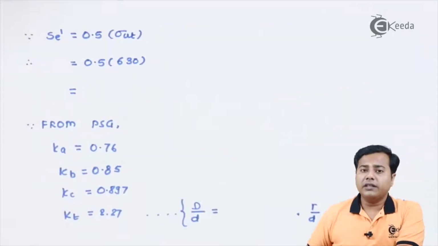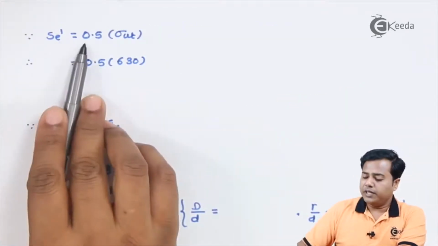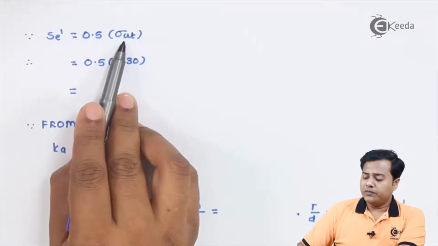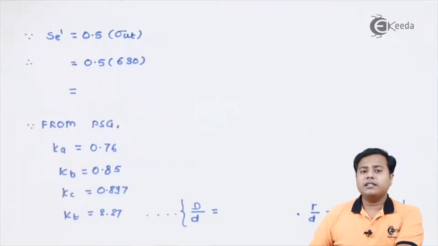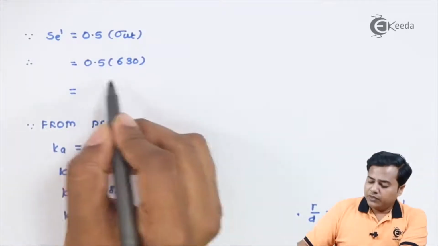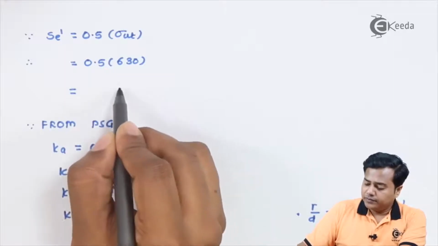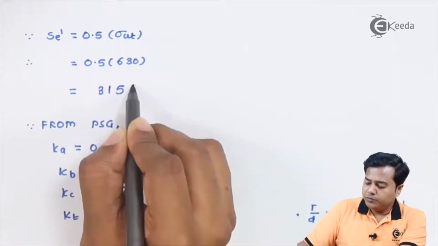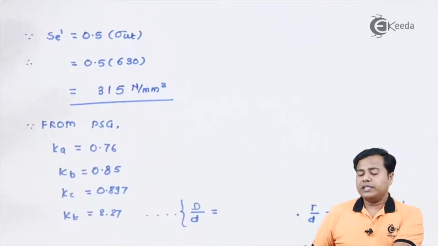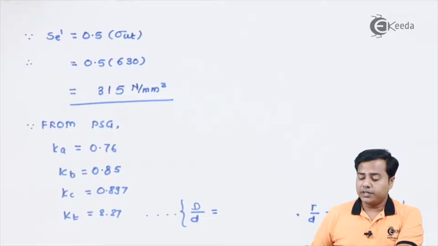Let us begin with the theoretical endurance limit, which is given by the ultimate stress divided by factor of safety. The factor of safety in our case is 2, and that's why it will be multiplied by 0.5. After solving this, we'll get Newton per millimeter square. Now using this as the base value, let us proceed to find out the corrected value of the endurance limit.